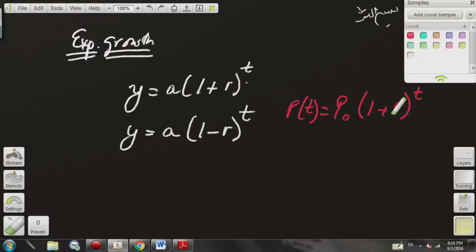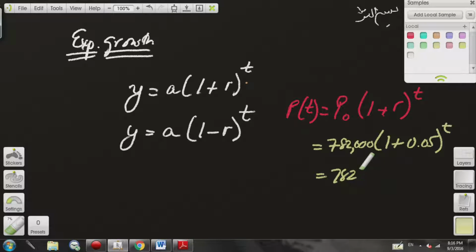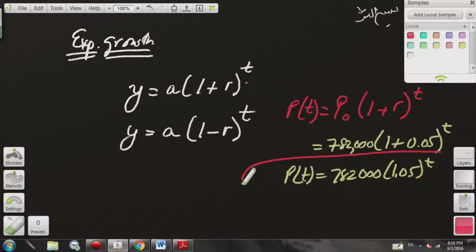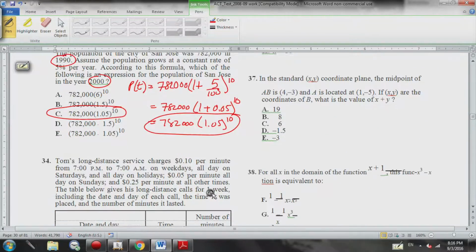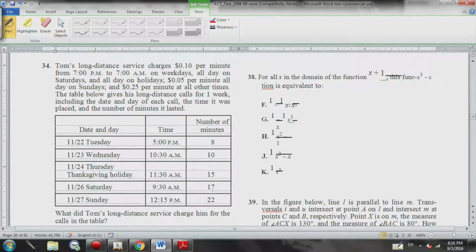In this case, the initial population was 782,000. 1 plus the rate, in percentage, but if you put it as a decimal, that's going to be this to the time. And this simplifies to 1.05 to the time. So this is the population of the city at any given time, growing at this rate. This question is difficult if you don't know this whole concept, and it's easy if you do. I hope that you appreciate that a little bit.